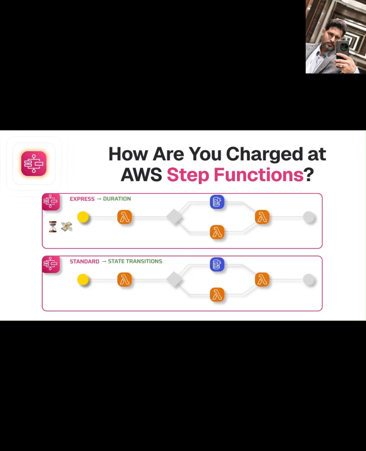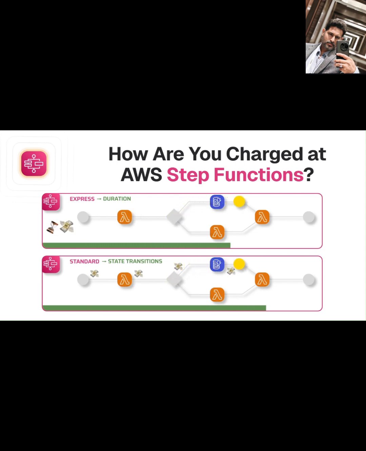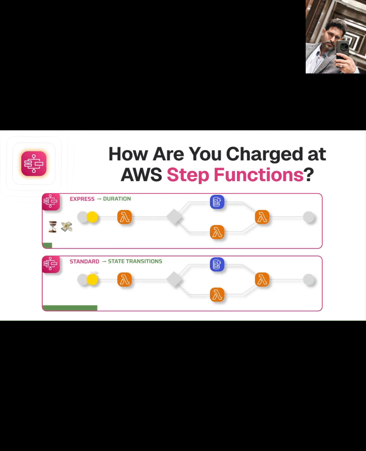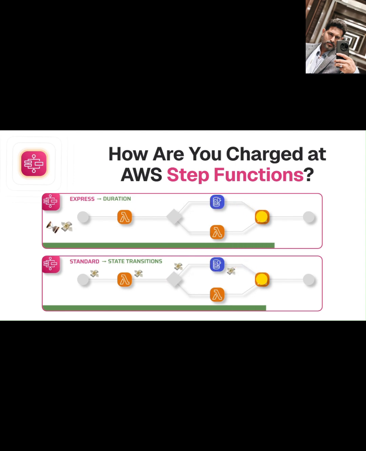First up, Express workflows. These are designed for high-volume, short-duration tasks, like handling millions of events in seconds. With Express, you're charged based on duration. The diagram shows a simple flow. You've got a Lambda function kicking things off, maybe interacting with a DynamoDB table, and then another Lambda function wrapping it up. AWS clocks the total time this workflow runs, and that's what you're billed for. It's straightforward. Faster workflows mean lower costs. So, if you're processing real-time data streams or handling quick API calls, Express is your go-to.